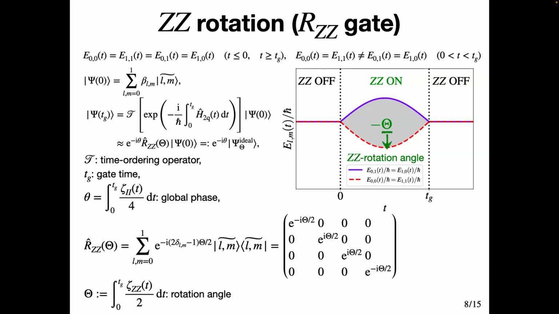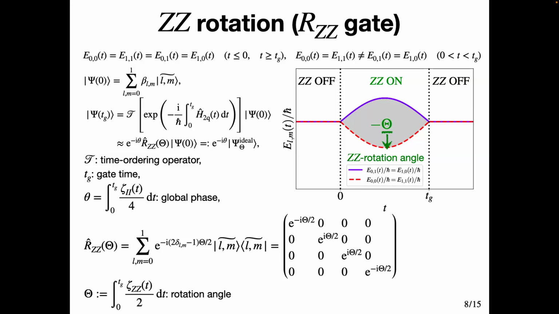And this is a schematic of ZZ coupling control. From time 0 to T_G, the gate time, the ZZ coupling is on, and otherwise the ZZ coupling is off. So from t equals 0 to T_G, the degeneracy is partially lifted, but at other times, the 4 eigenstates are quadruply degenerate.